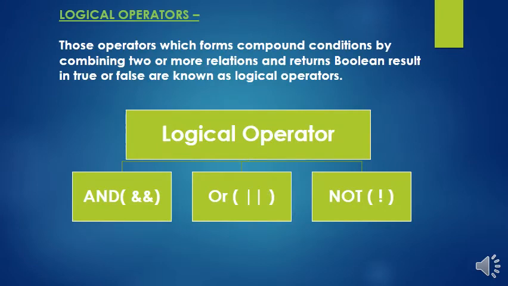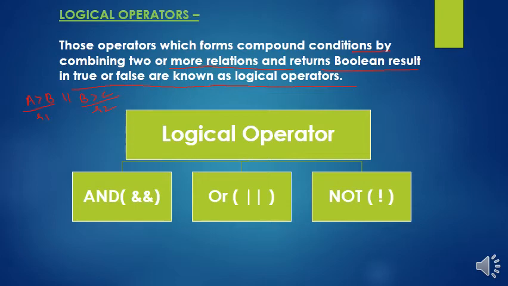So logical operators are those operators which form a compound condition by combining two or more relations and return a Boolean result, true or false. Logical operators are used to combine any two relational expressions. For example, A is greater than B or B is greater than C. So relation 1 R1 and relation 2 R2.